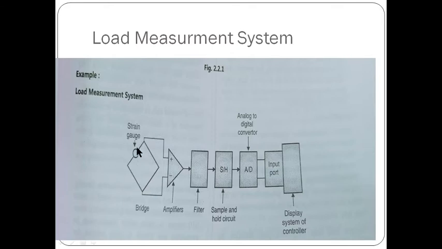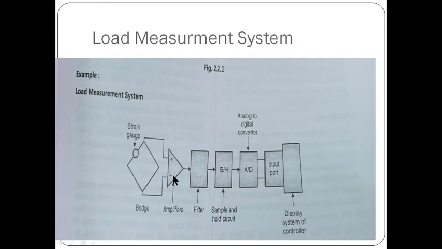So what is a strain gauge? It is a sensor which converts the load applied into a change in EMF. This sensor here is connected to the analog to digital converter. It is connected to the software here. So here the amplifier, then the filter, the sample and hold circuit, all these three are the components of signal conditioning.